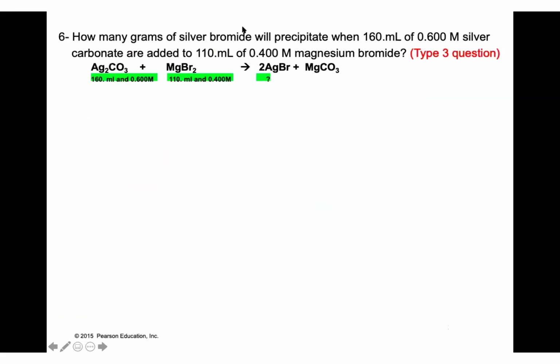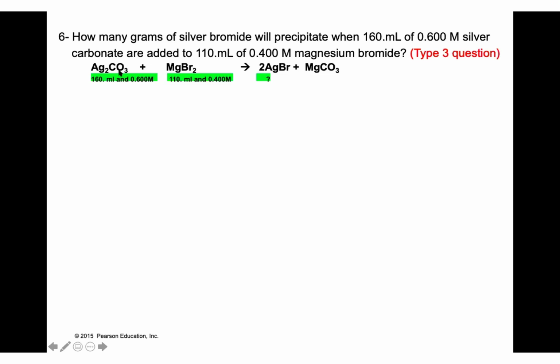Okay, so let's go to one limiting reactant question and we will be done. So how many grams of silver bromide will precipitate? They gave us the given volume and the molarity of all the reactants. So that's the indication that I have a limiting reactant. And of course, it's asking how many grams, or it's asking what the limiting reactant is, or what the theoretical yield is. All of these are limiting reactant questions.